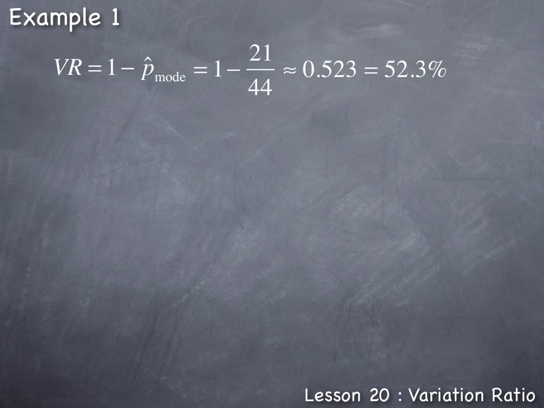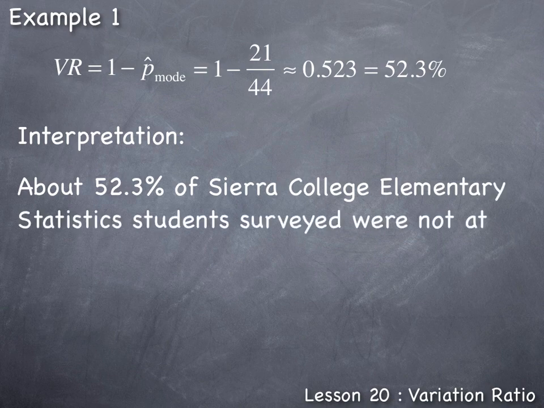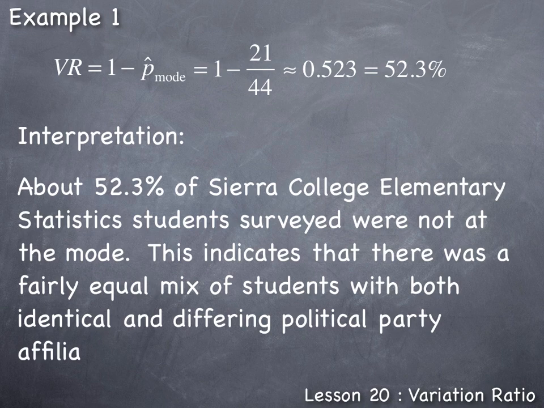Now, for the interpretation, we need to give meaning or explain this result. The variation ratio tells us the proportion of the data values that are not the mode. So one way to interpret this result could be the following. About 52.3% of Sierra College Elementary Statistics students surveyed were not at the mode. This indicates that there was a fairly equal mix of students with both identical and differing political party affiliations.